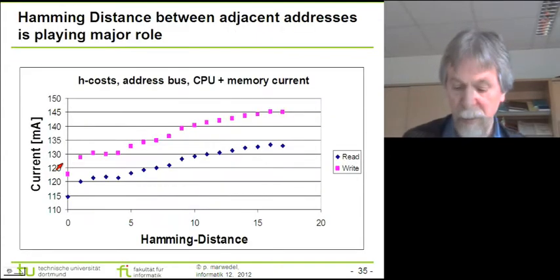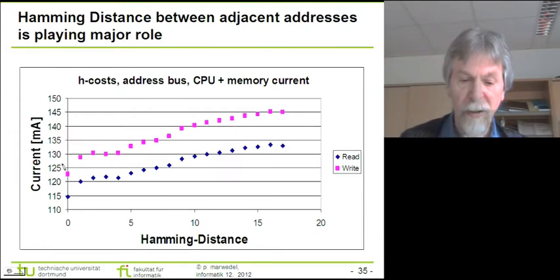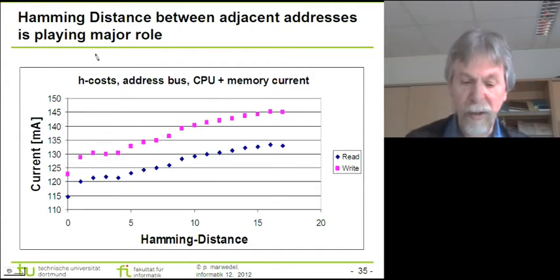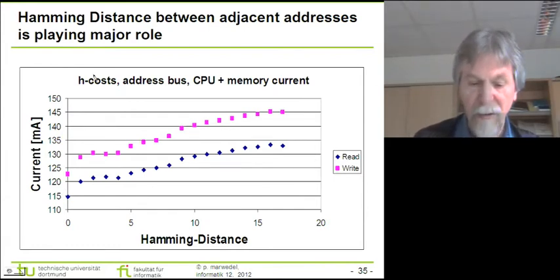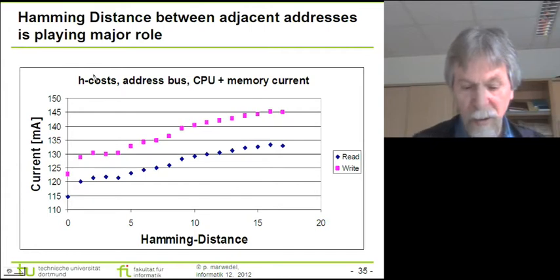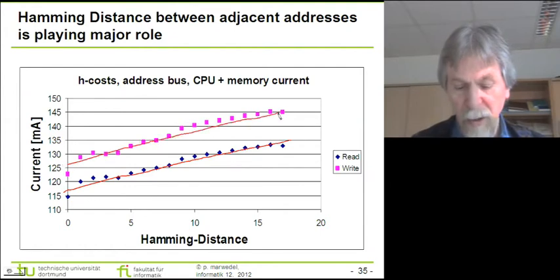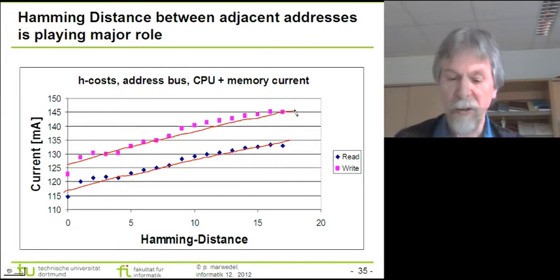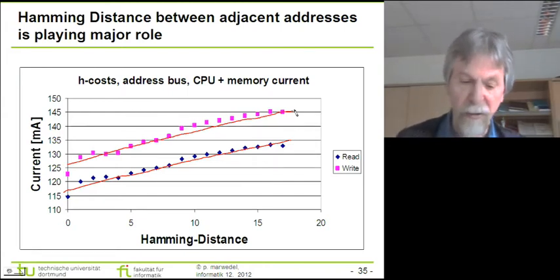You see, for example, one result which is displaying the importance of the Hamming distance between adjacent addresses on the address bus. And you see that for read and write operations you have slightly different currents. You can see that the currents that we measured can be modeled as an approximation using straight lines. So that means a linear approximation is a pretty good approximation of the impact of the Hamming distance on the consumed current.